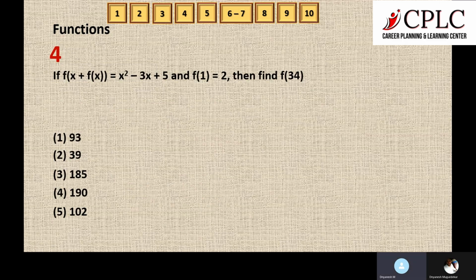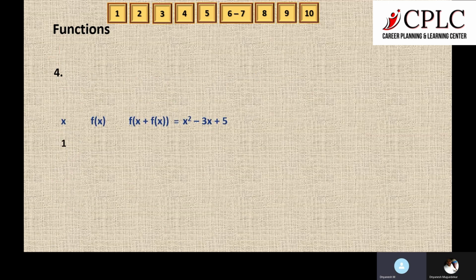Fourth one, another pattern based question. These are: f of x plus f of x is equal to x square minus 3x plus 5, and f of 1 is given, which is 2. We have to find the value of f of 34. So because we have the value of f of 1 in the original function, we will substitute x as 1. So whenever we substitute x as 1, the original function becomes f of 1 plus f of 1. And f of 1 is something that we already know, which is 2. So substitute that here. In place of f of 1, substitute the value which is 2, which is given.